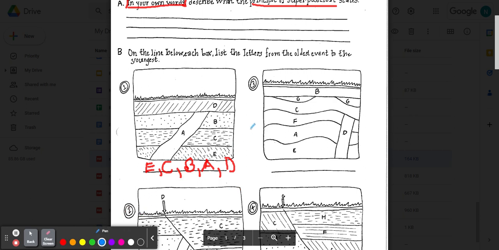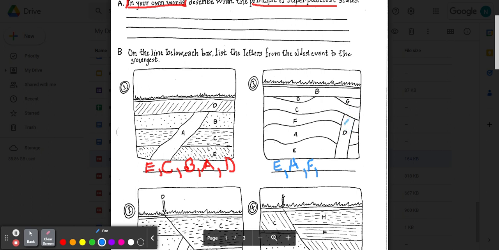Okay. How about we go number 3 first? How about we just do this one, then I'll scroll down. So number 3, let's look. Can't be D because D cuts through a whole bunch, so we know it can't be D. All right, how about E? E's got no other layer below it, so it's got to be the oldest, right? And then A goes next. Then F.